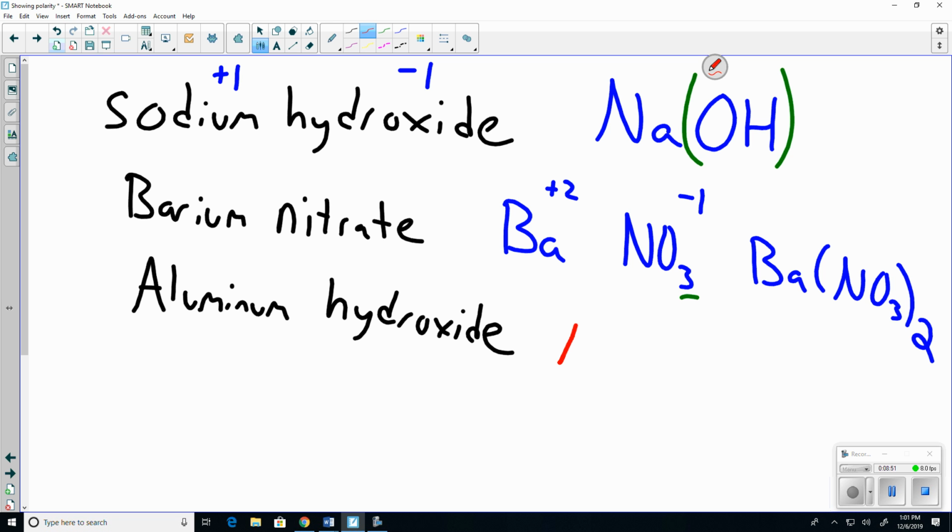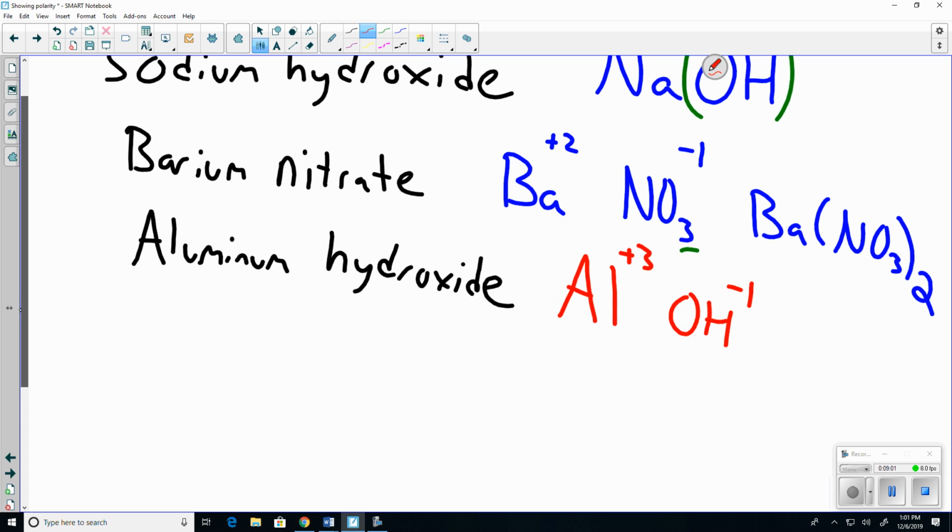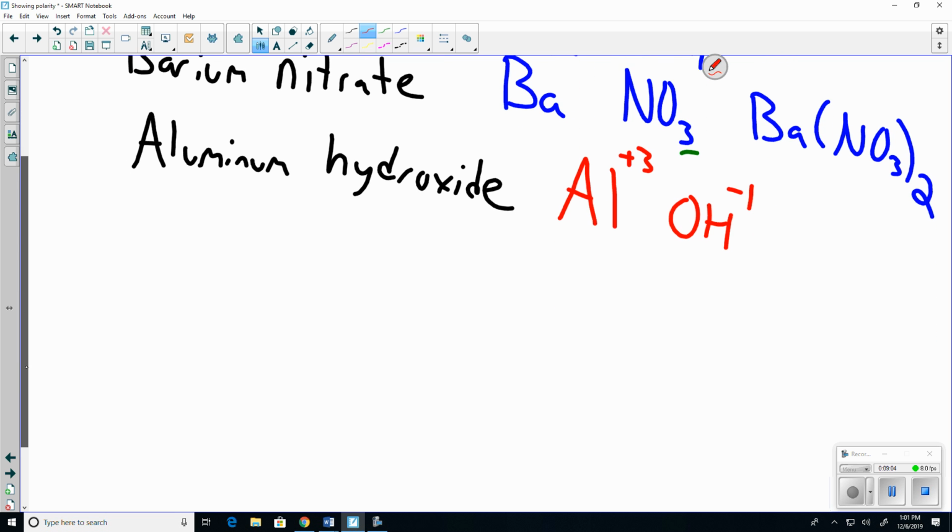Aluminum is a +3 charge. And once again, I know hydroxide is a -1. How would we write this? We could do the cross and drop, right?